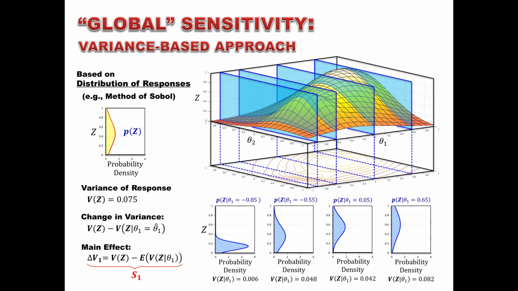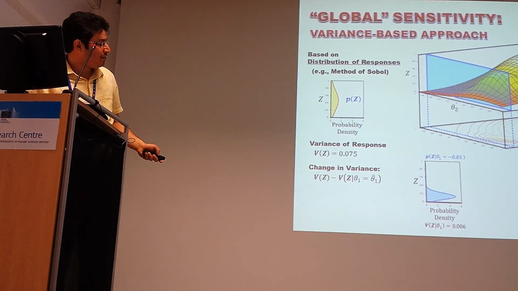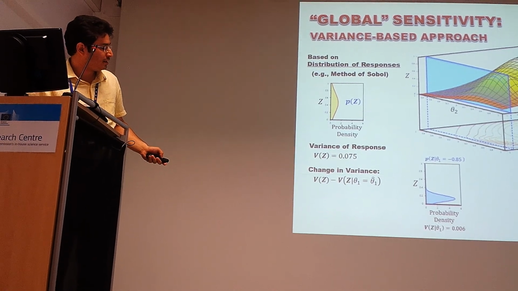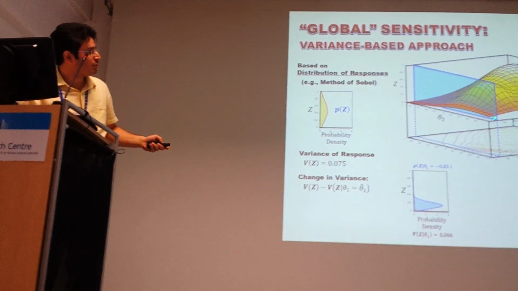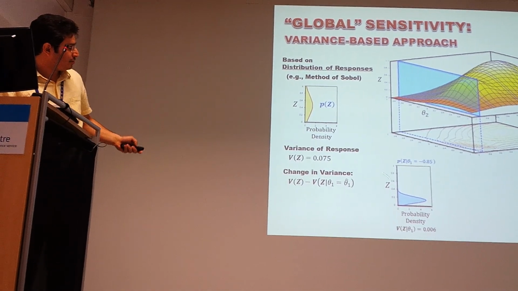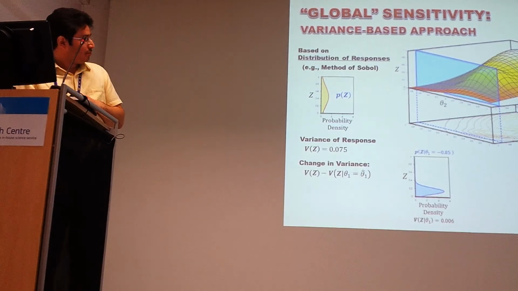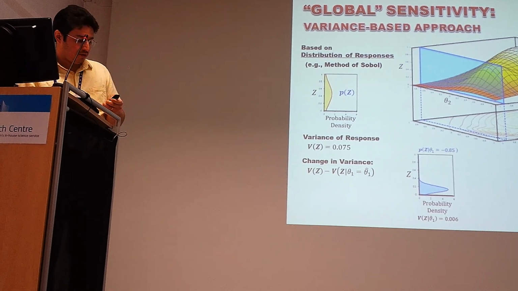So my original or total PDF function could be reduced to this one. And then I have a conditional variance, conditional on theta 1 equal to this number. By doing this, I'm reducing the variance. So the difference between the total variance and this conditional variance tells me how much reduction in uncertainty in z there would be if I knew the true value of theta 1 here. But the problem is we don't know the true value of theta 1.